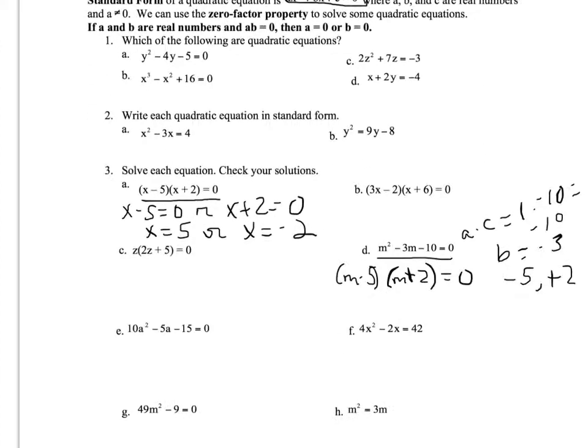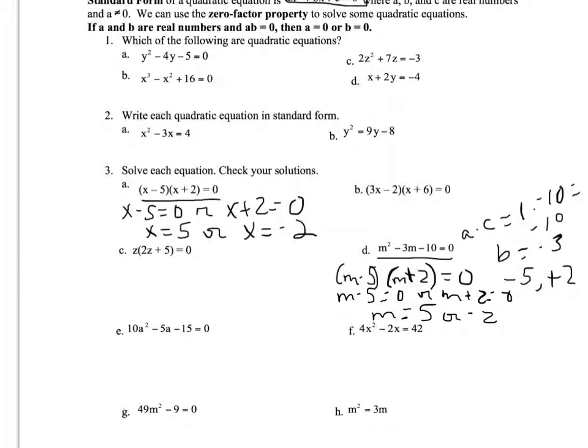So that means if I set each of these parentheses equal to 0, m minus 5 equals 0, or m plus 2 equals 0, I'm going to come up with m could be a positive 5, when I add 5 to each side in the first parentheses, or a negative 2 if I subtract 2 from each side in the second parentheses.